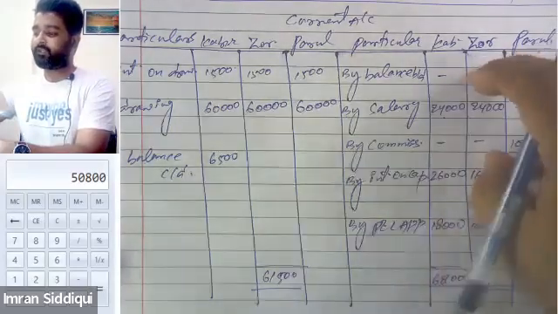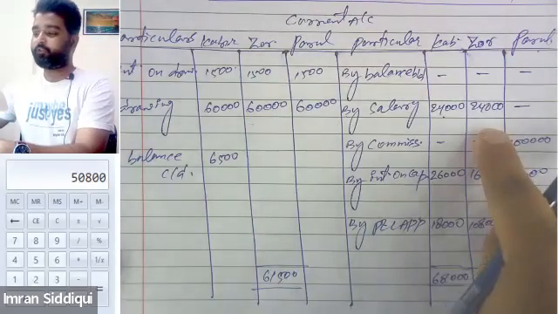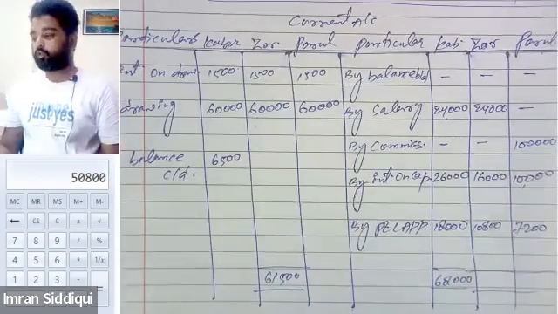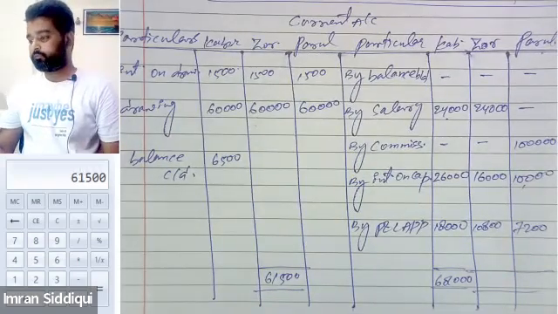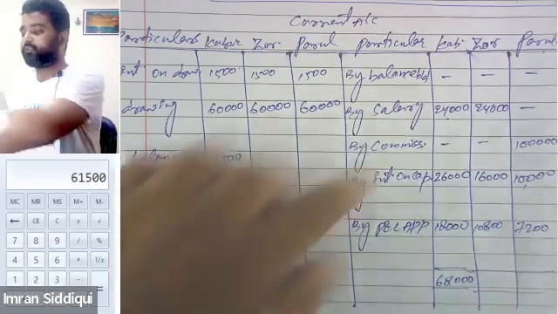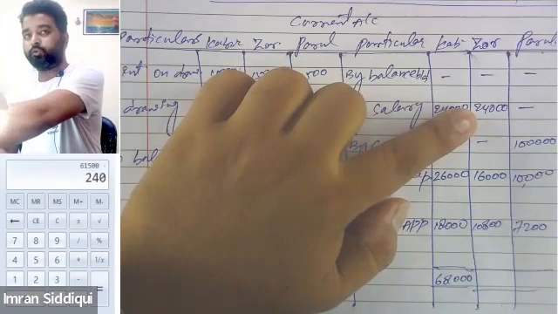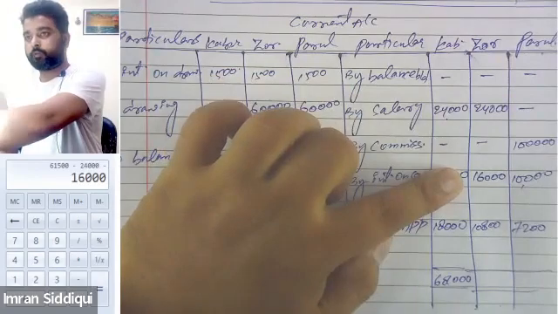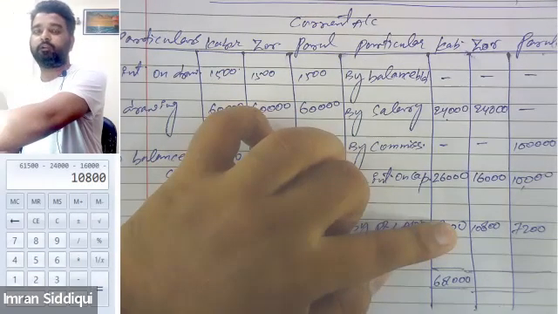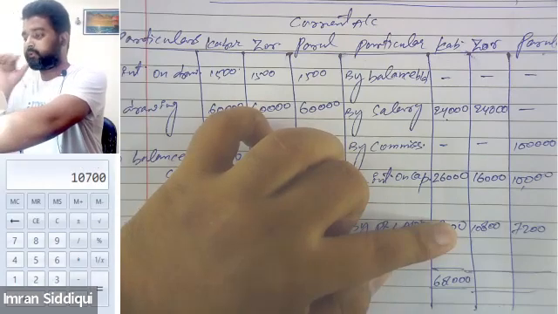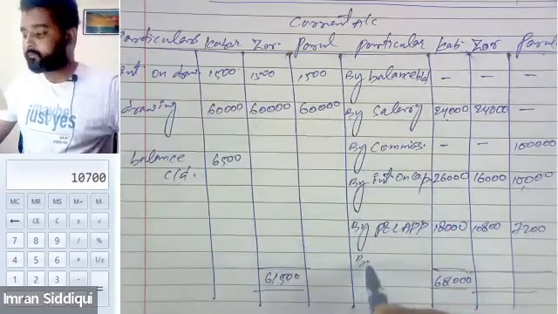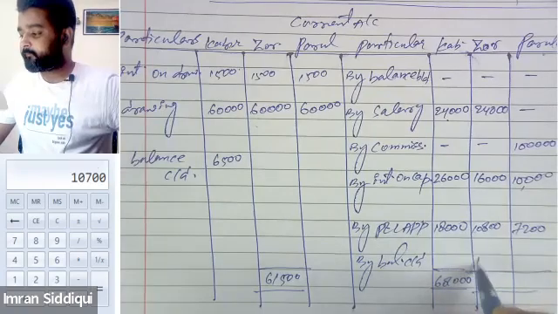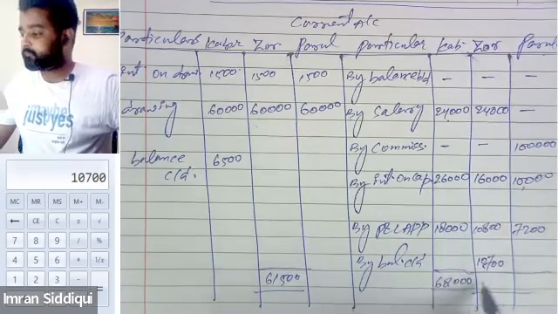So instead of subtracting the debit side values out of the credit side, this time we will subtract the credit side values out of the debit side. So 61,500 minus 24,000 minus 16,000 and finally 10,800. This means Zoravar has a debit balance, we will write down by balance c/d, of 10,700.